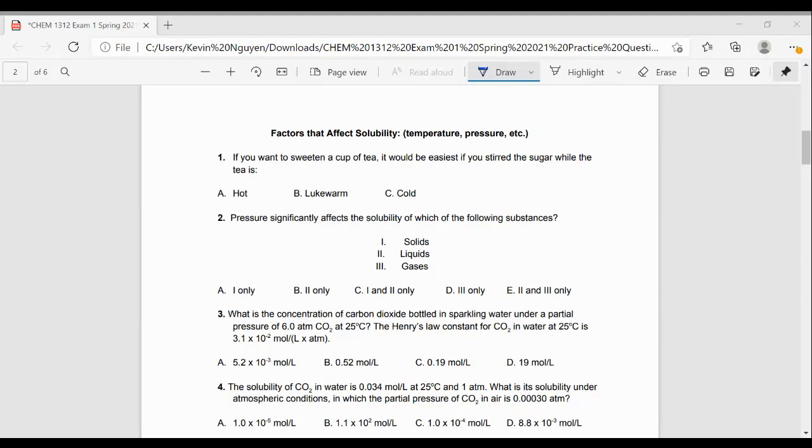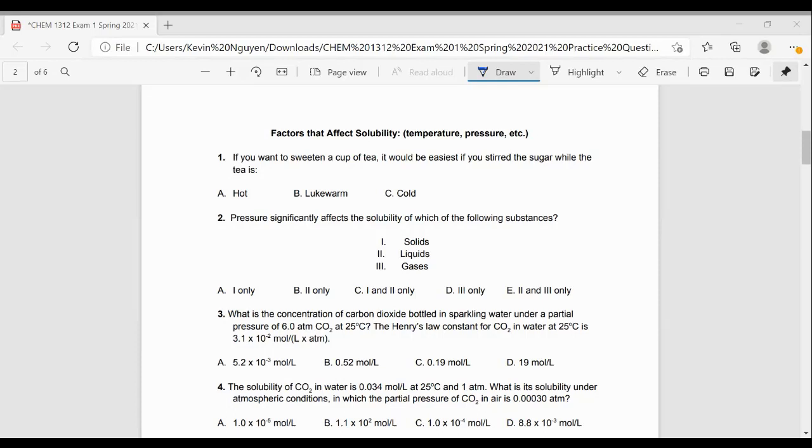Since we're told that we have a Henry's law constant, that's going to really highlight the fact that we want to use Henry's law. So you guys remember Henry's law, which was concentration, so C is equal to K, which is the Henry's law constant, times the pressure of the solution.